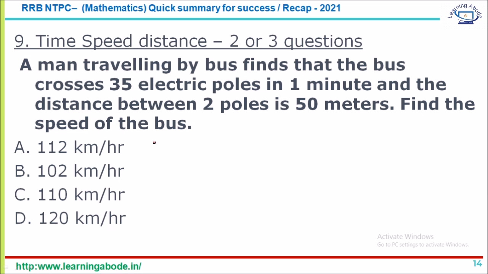A man traveling by bus finds that the bus crosses 35 electrical poles in 1 minute, and the distance between 2 poles is 50 meters. Find the speed of the bus. See, you can't take 35 into 50 directly.